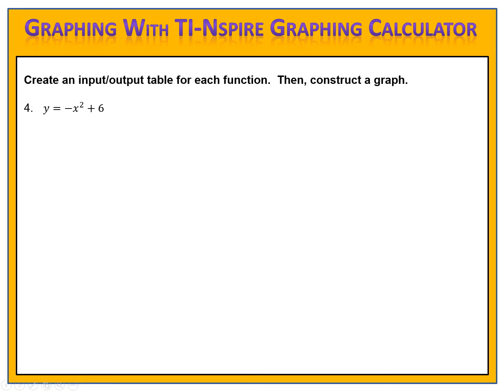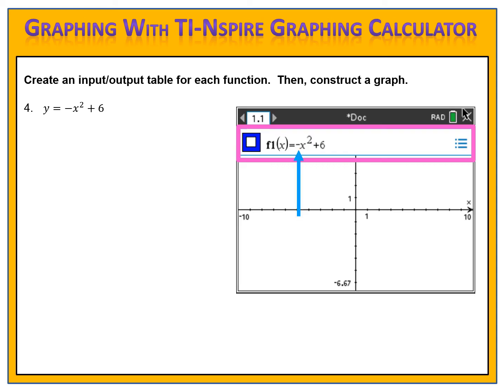In exercise 4, I'm going to let you take more of a lead on this problem. I want you to create an input and output table for y equals -x² plus 6. I want you to go into your calculator, start a new document, add a graph, enter the equation, and then pull up the input and output table. Then I want you to write the input and output table on your page. A helpful hint before you get started: remember that the negative in front of the x squared is the negative key located at the bottom of the calculator underneath the number 3. Please pause the video here and create the input and output table.